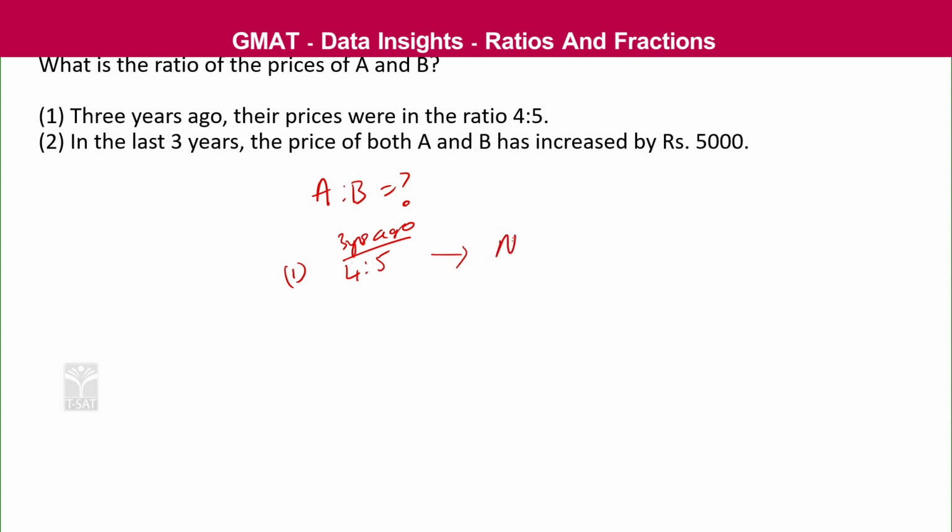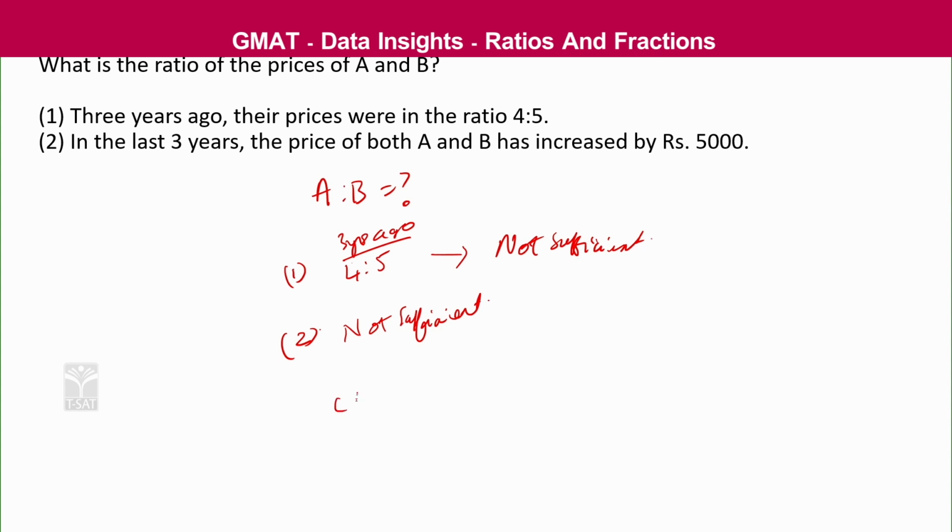So, therefore, this information is not sufficient to answer the question. Now, statement 2 tells us that in the last 3 years, the price of both A and B has increased by 5,000. So, on its own, we do not know anything about the ratio or anything about the values of A and B. So, we cannot say just because it increased by 5,000, this is also not sufficient to answer the question.